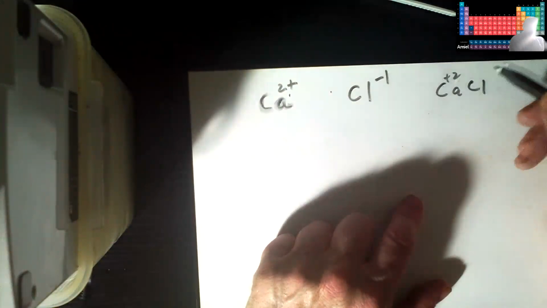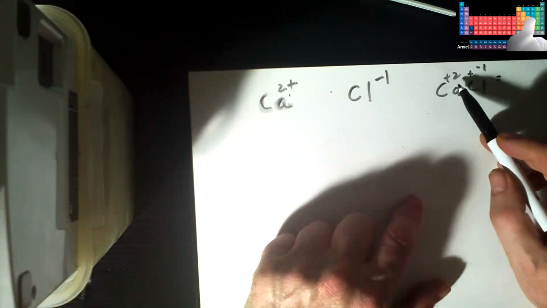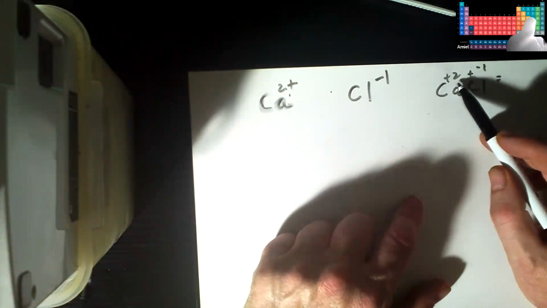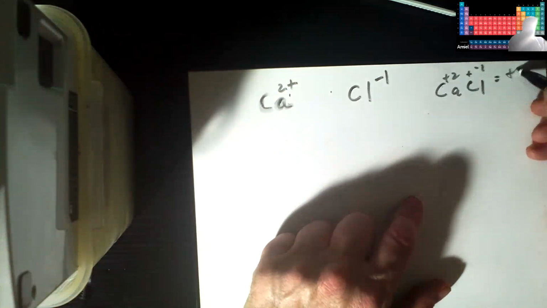So you're seeing +2 plus a -1 is +1. That's not 0. So you cannot just write CaCl, because +2 plus a -1 is the same thing as +2 minus 1, which is +1. That's not 0. So this is wrong.